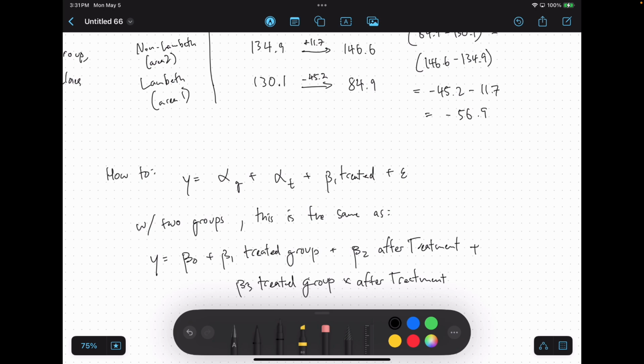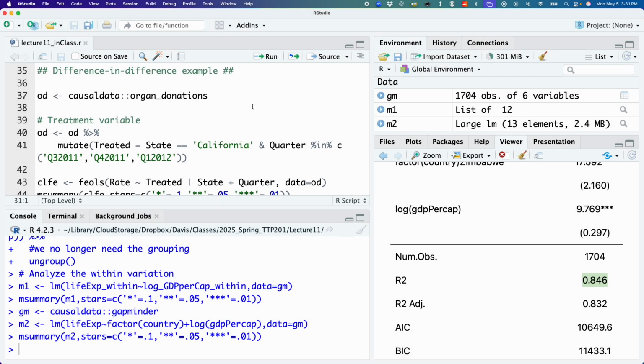So yeah, you can set out the model to run a fixed effects that will give you essentially the same thing as a differences-in-differences. It'll give you kind of the same answer. Okay. Let's jump back over to the code.